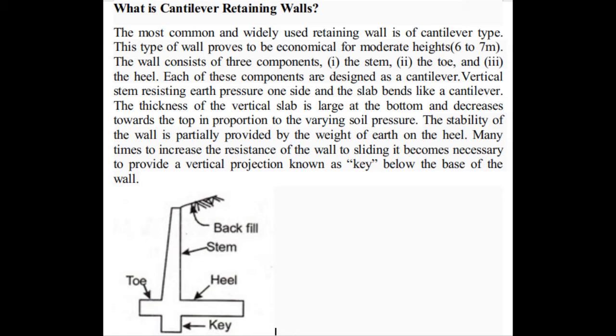Now, the vertical stem resists earth pressure on one side and the slab bends like a cantilever. The thickness of the vertical slab is large at the bottom and decreases towards the top. So it is a tapering shape. From the top towards the bottom, it is a taper shape, or the shape of a trapezium it takes.